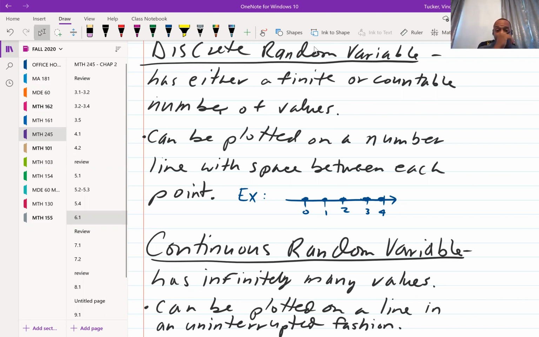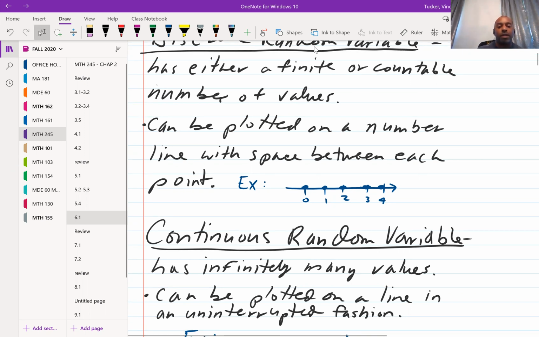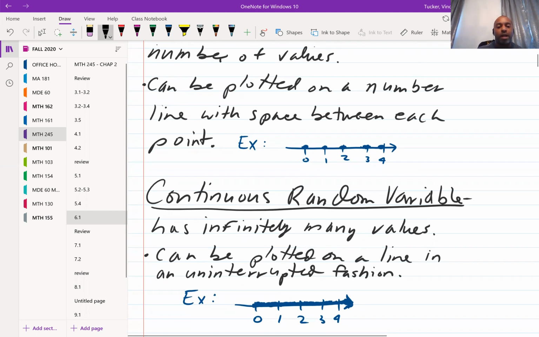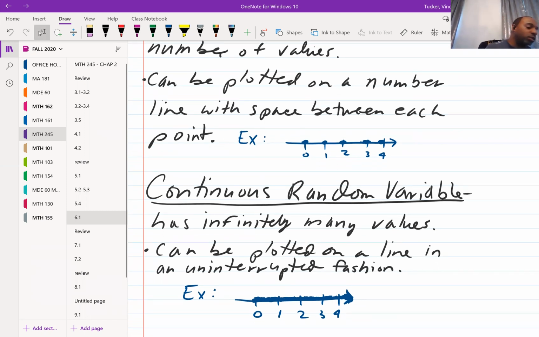Going back to my previous example, if it's 5 people, it's 5 people. There's no such thing as 5.1 of a person. So that's the difference between discrete and continuous. Discrete has an actual number, and there's no deviating from that number. But with continuous, there are infinitely many ways that you can represent that answer, and it can be plotted on a number line in an uninterrupted fashion.